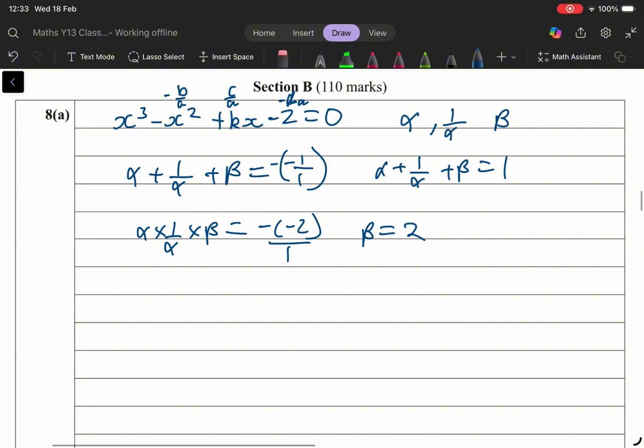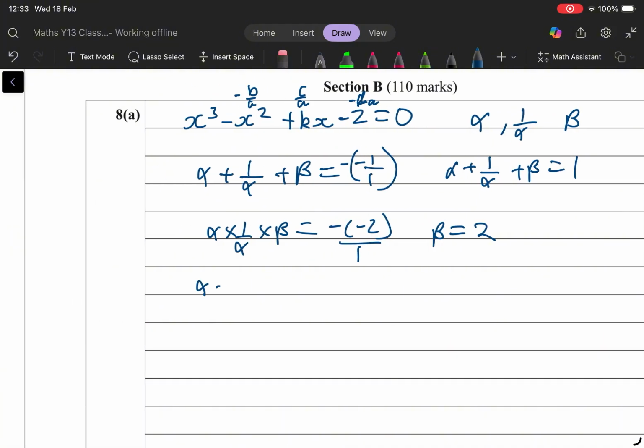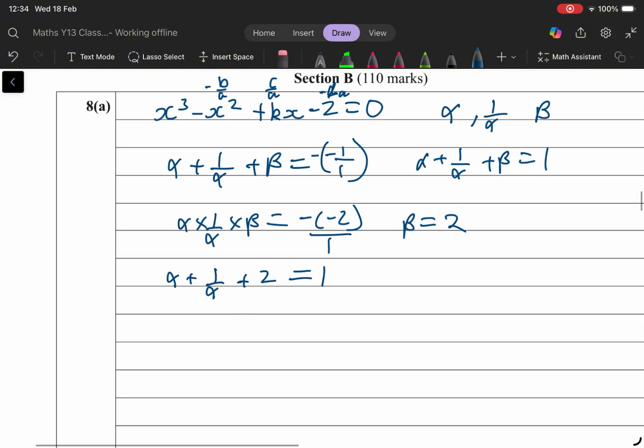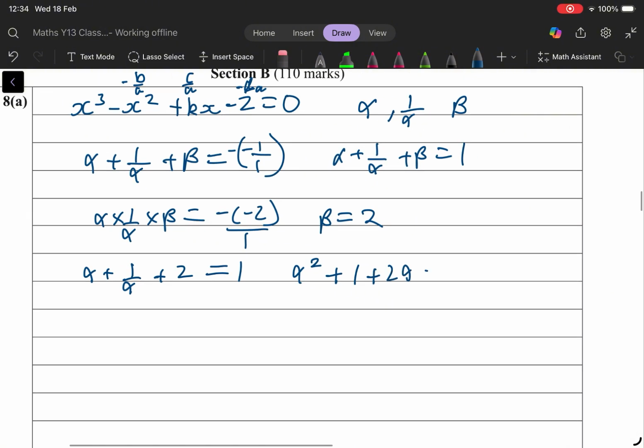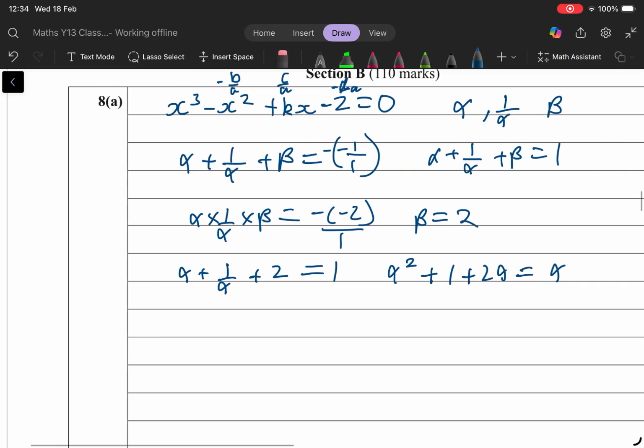Now we can sub that into our original equation. So alpha plus 1 over alpha plus 2 equals 1. And then from here, you multiply both sides by alpha. Be careful here not to forget to multiply the 1. So this actually becomes a constant, since 1 over alpha times alpha is 1. And then plus 2 alpha equals alpha. And then alpha squared plus alpha plus 1 equals 0. This looks like it's going to be complex, I think. So we will complete the square. You could complete the square.